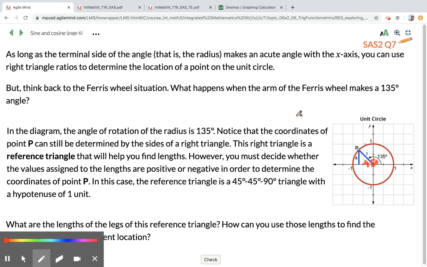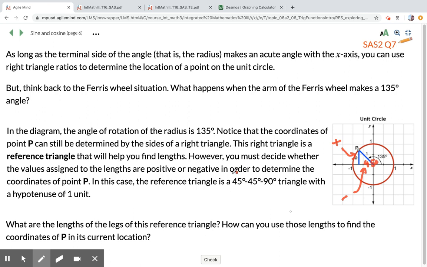Now there's another trick though that happens because look where we ended up. When we were in the first quadrant, x is positive, y is positive, yay! But now I'm in the second quadrant, which means that my x coordinate is going to be negative, but since I'm going up, my y coordinate is going to be positive. So because I'm going left, my x coordinate is negative, but I'm still going up, so my y coordinate is positive.